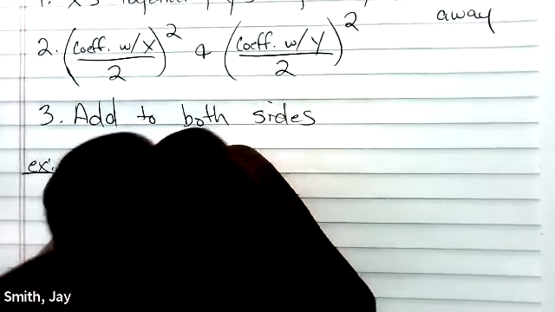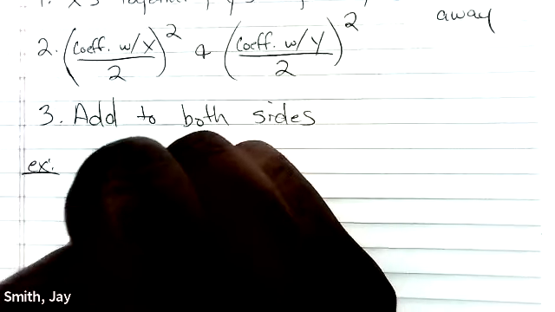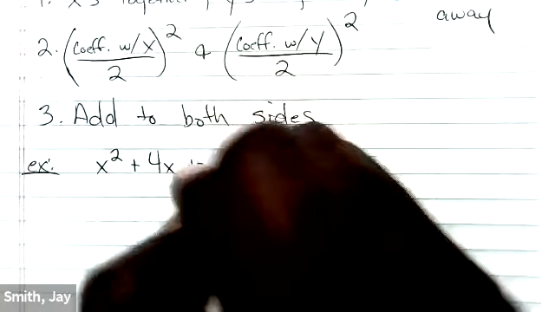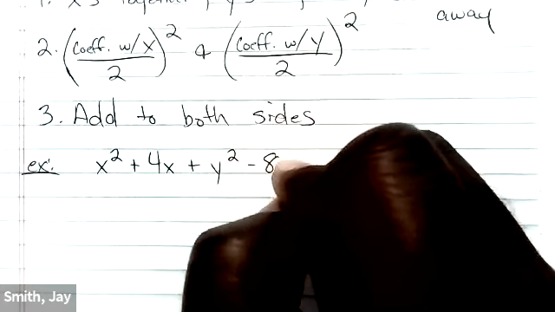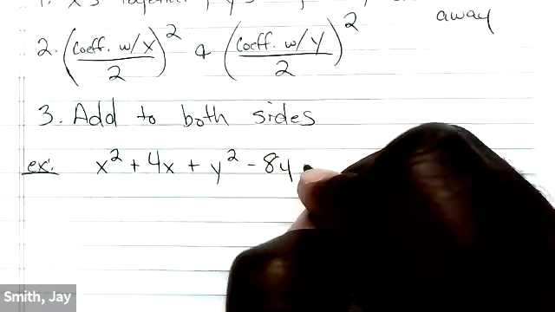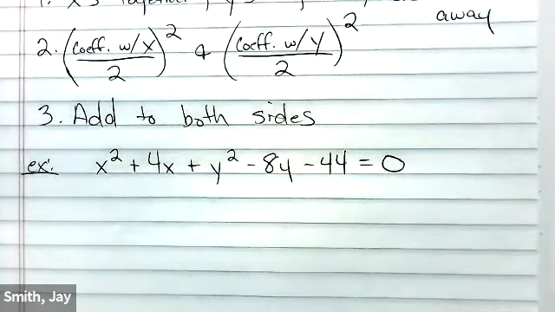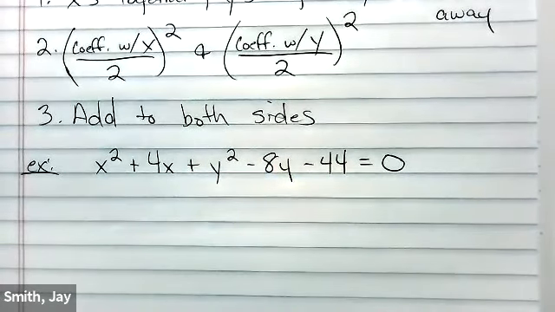All right. So an example of this, if we're given the equation x squared plus 4x plus y squared minus 8y minus 44 is equal to 0. And we're told that this is the equation of a circle, and we need to find the center and the radius of the circle.